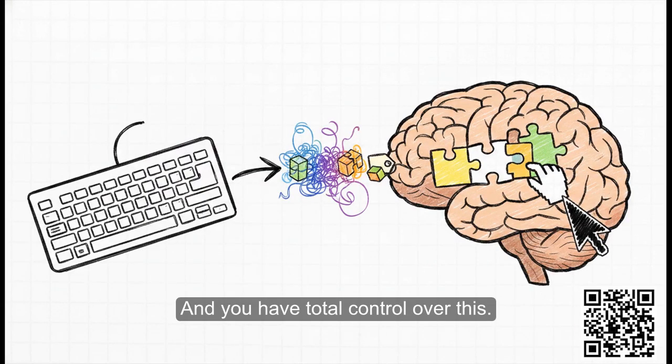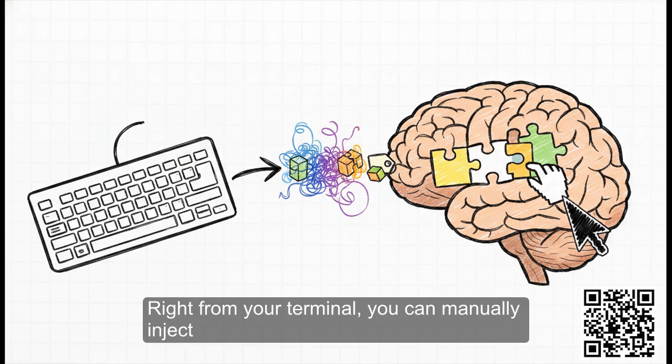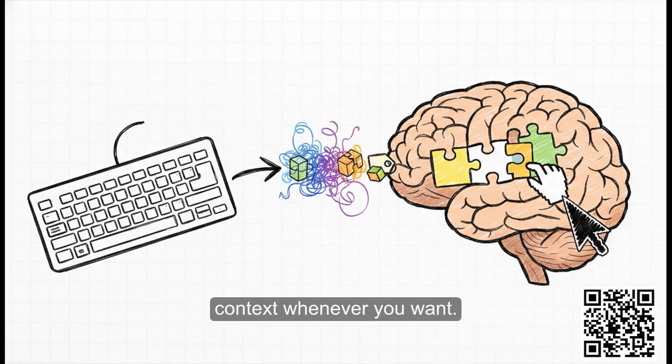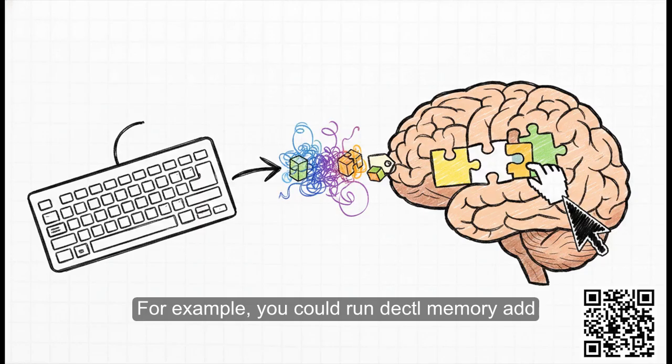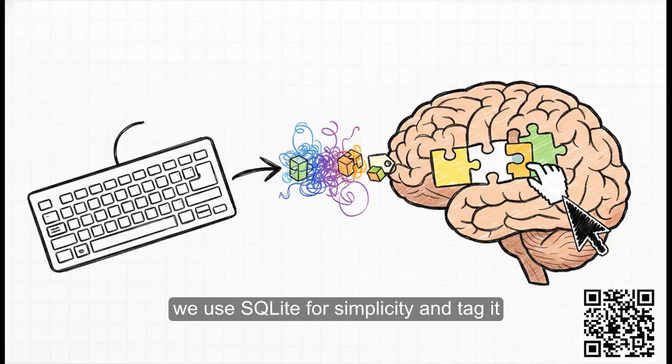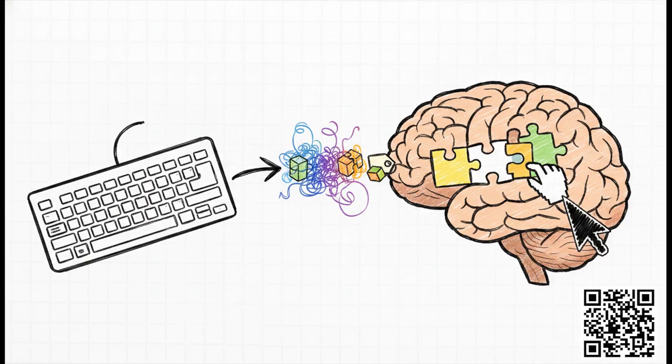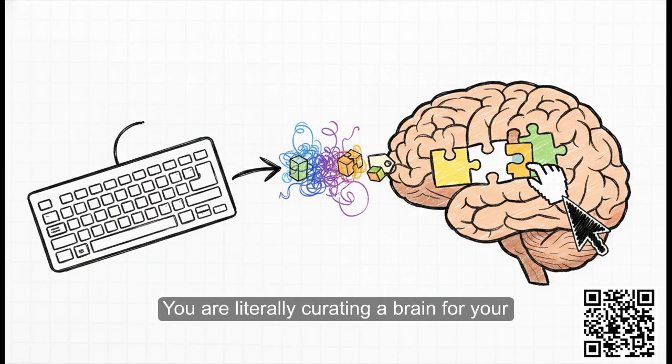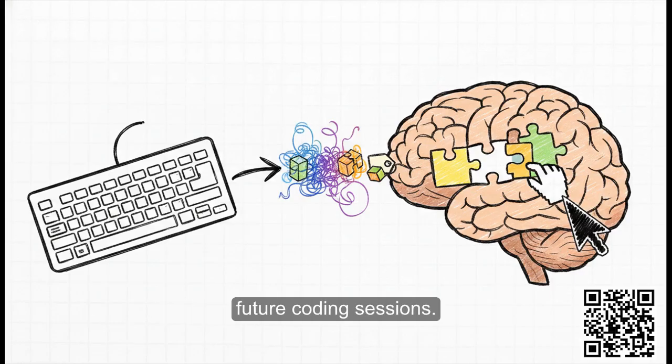And you have total control over this. Right from your terminal, you can manually inject context whenever you want. For example, you could run Dectl memory add, "We use SQLite for simplicity," and tag it as an architectural decision. You are literally curating a brain for your future coding sessions.